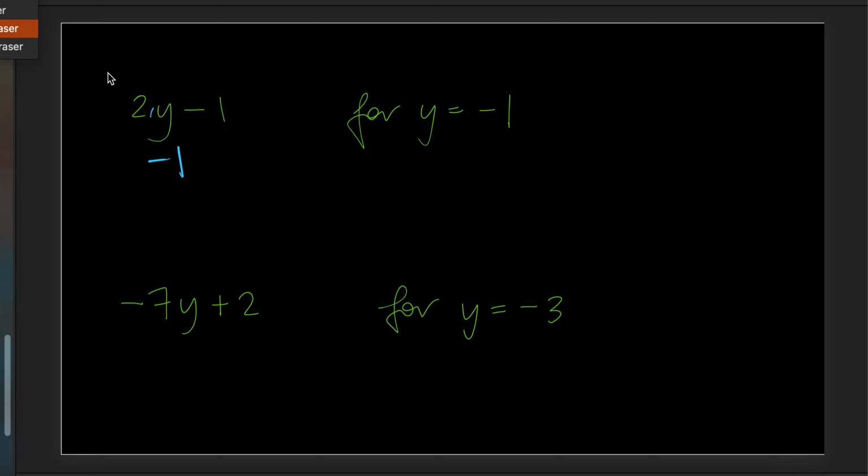Oops, I made a mark and I don't want it to be there. Okay. So negative 1 in for y, and 2 sitting next to y, so that's multiplication, and then minus 1. See how I did that? 2 times negative 1 minus 1, because y is negative 1. So then we follow the order of operations, and that's where 2 times negative 1 goes first. So 2 times negative 1 is negative 2, minus 1. Negative 2 minus 1 is negative 3.